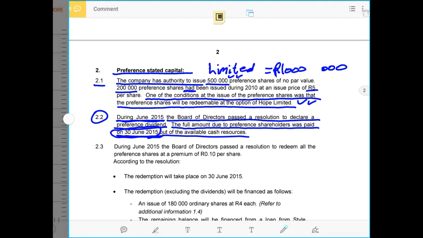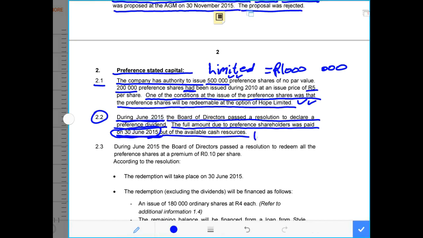So our preference dividends that are paid at the end of June are an amount of 40,000 rands. It's only for the 6 months, which is January, February, March, April, May, June, only 6 months up to June 2015. Then it says under 2.3 that during June 2015, take note of the date again, the board of directors passed a resolution to redeem all, not some. This sometimes used to be bold. All is not some, all of them.